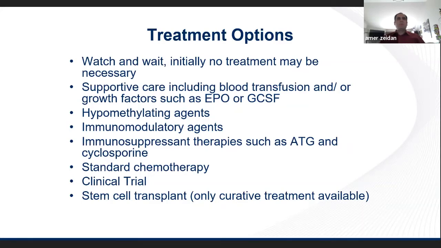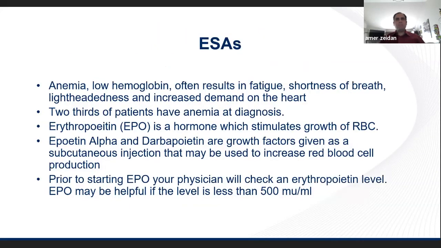EPO, or erythropoiesis stimulating agents, hypomethylating agents such as azacitidine and decitabine, immunomodulatory agents, immunosuppression, as well as chemotherapy and trials. However, chemotherapy and bone marrow transplant, as I mentioned, are generally reserved for patients who have higher risk or more aggressive forms of MDS.